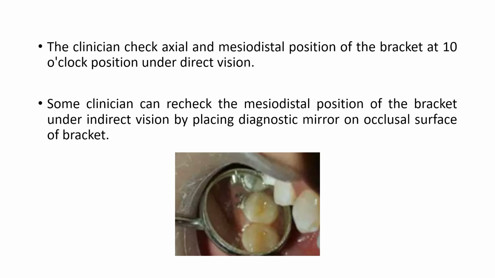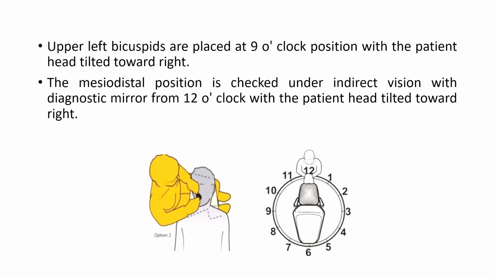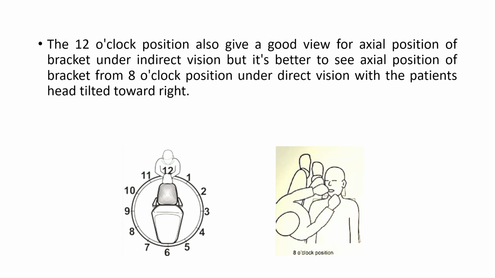Upper left bicuspids are placed at 9 o'clock position with the patient's head tilted toward right. The mesiodistal position is checked under indirect vision with diagnostic mirror from 12 o'clock with the patient's head tilted toward right. The 12 o'clock position also gives a good view for axial position of bracket under indirect vision, but it's better to see axial position of bracket from 8 o'clock position under direct vision with the patient's head tilted toward right.